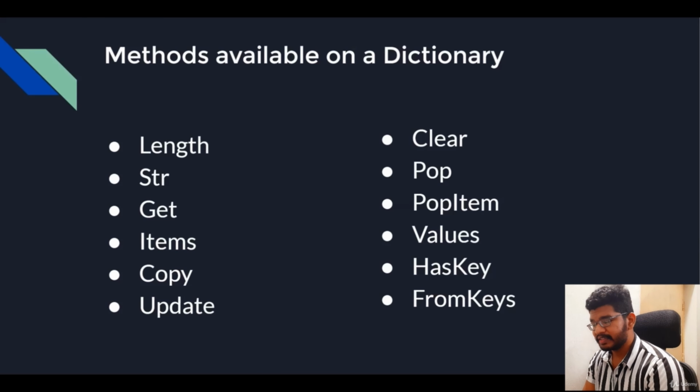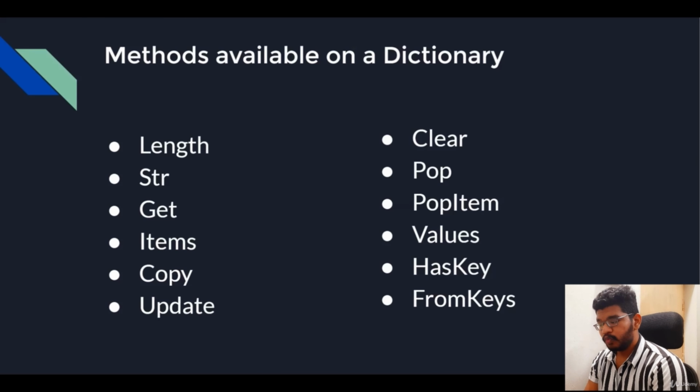So values, it will only return all the values from a dictionary. As you know, a dictionary is a key value pair. It will return only values when we use this function. HasKey is used to check whether this dictionary has this key. And finally, FromKeys. With FromKeys you can form a new dictionary by passing a parameter which ideally should be a sequence. When you pass a sequence to FromKeys, it will form a dictionary using the items in that sequence as keys, and we can also pass values. That's optional.